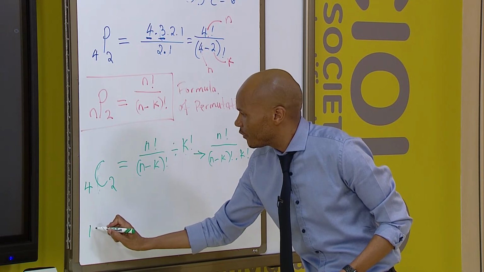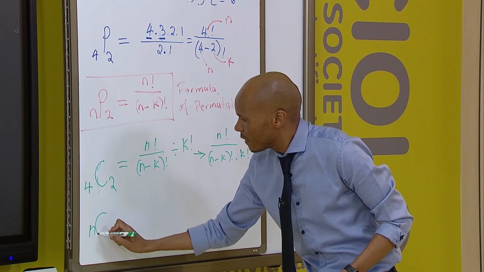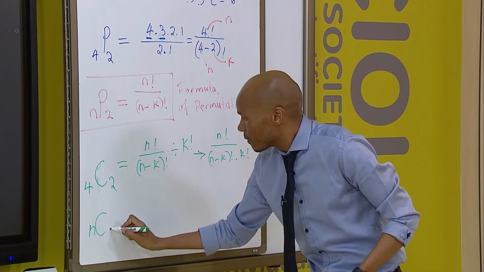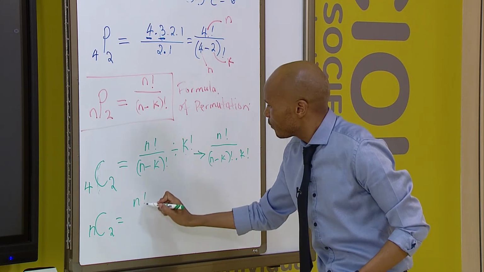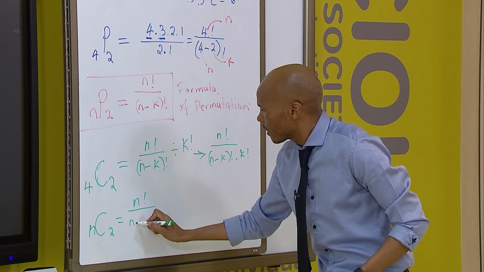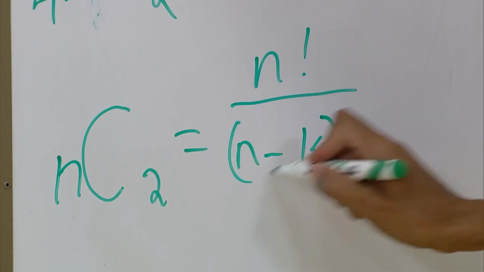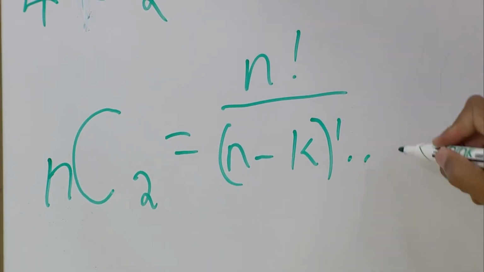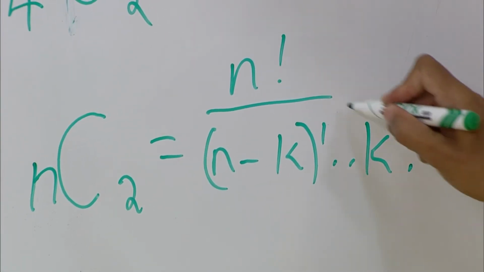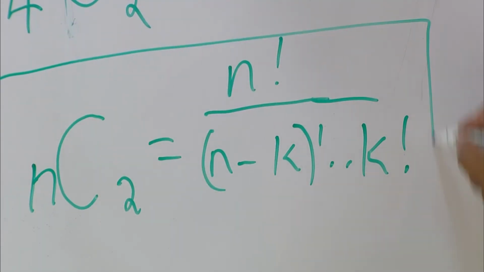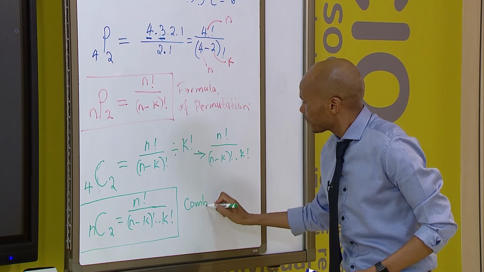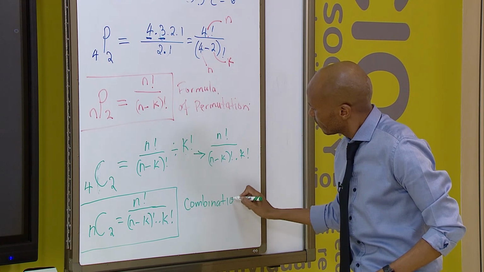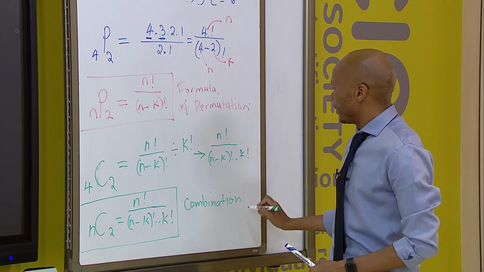So we can say, therefore, n choose k is equal to n factorial divided by n minus k factorial multiplied by k factorial. So that is our formula for combinations.